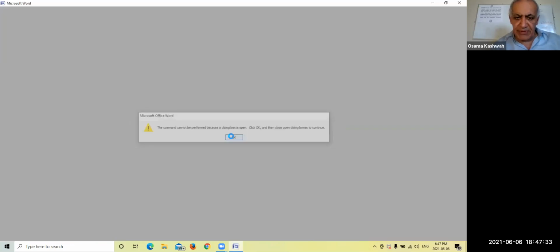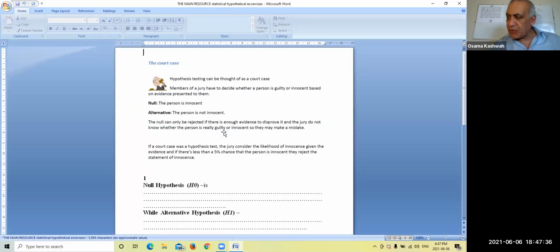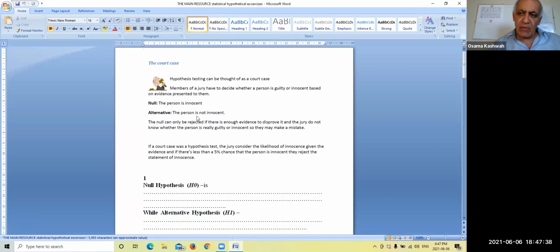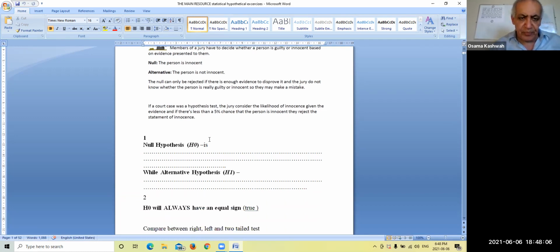I found it very important to talk about what we mean by the hypothesis. Hypothesis testing can be thought of as a court case. For example, there are juries who decide whether the person is guilty or not guilty. So it's like a claim. That's what we are doing. A group is saying something, and the other group is saying something contradicting it, the opposite of what they are talking about.